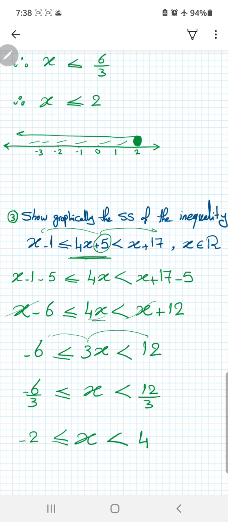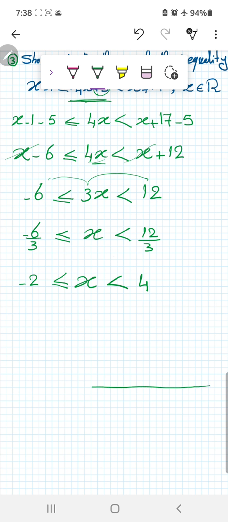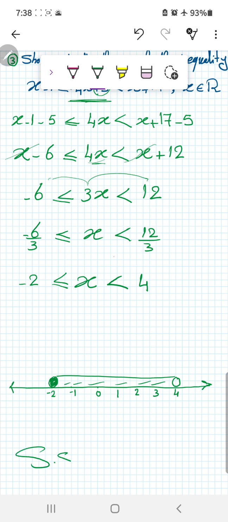Represented on the number line, we have negative 2, negative 1, 0, 1, 2, 3, 4. It means negative 2 is closed because we have equal, and 4 is open, and the solution set will be all these parts. The solution set will be negative 2 closed and 4 open.